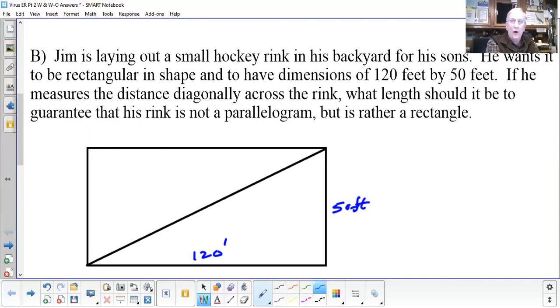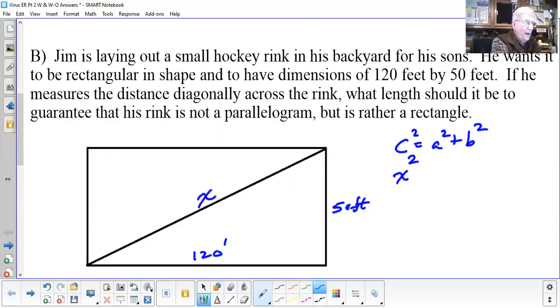Well, I think you are all aware it's got to be the rule of Pythagoras, right? Which is c squared equals a squared plus b squared. And since I'm looking for the length of the diagonal, I am going to put the c squared on the left and the a squared plus b squared on the right. I'm going to call the diagonal x.